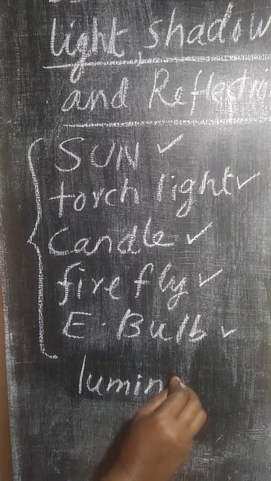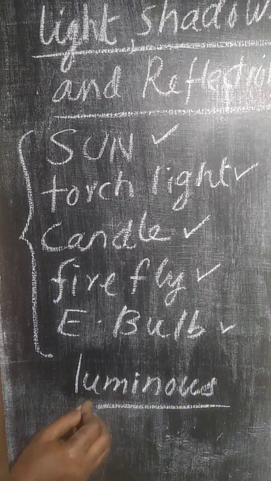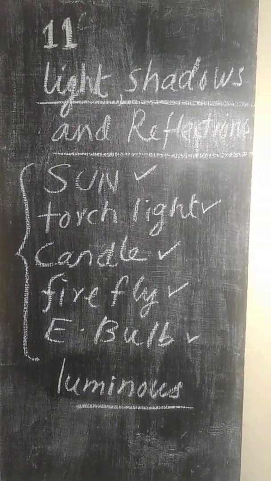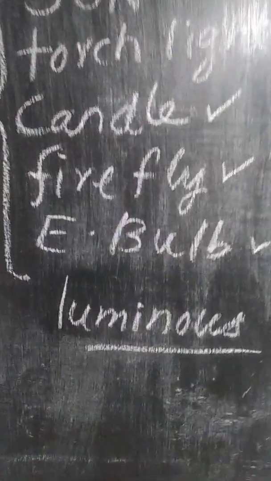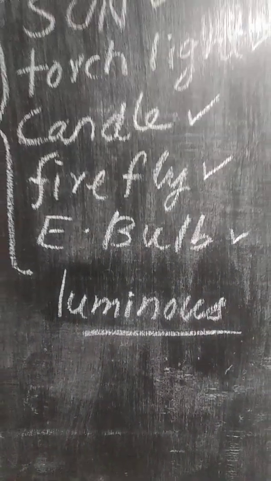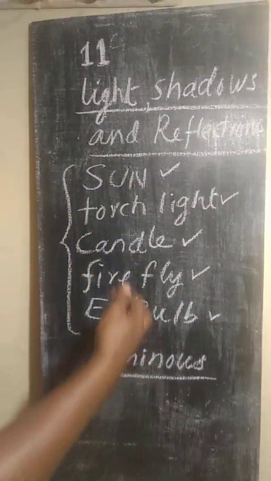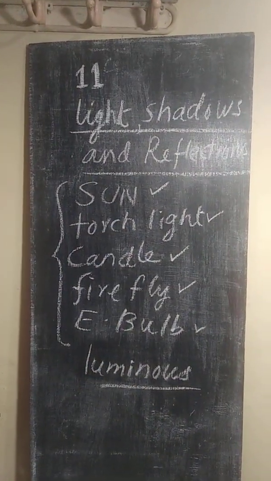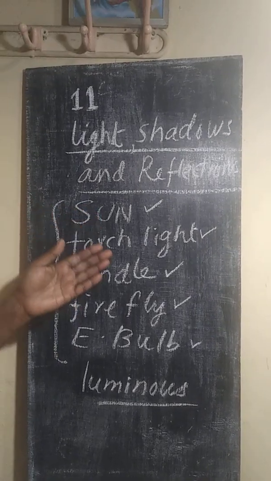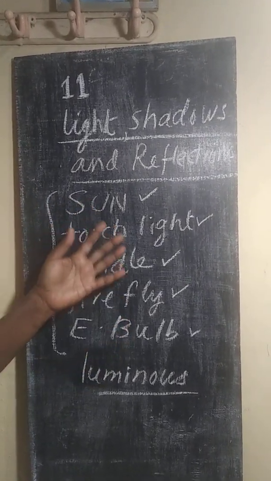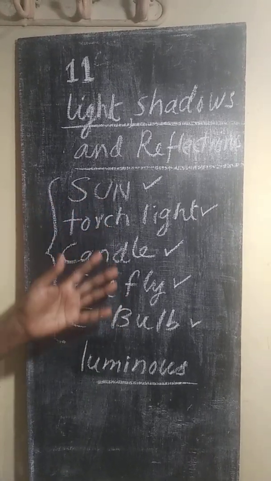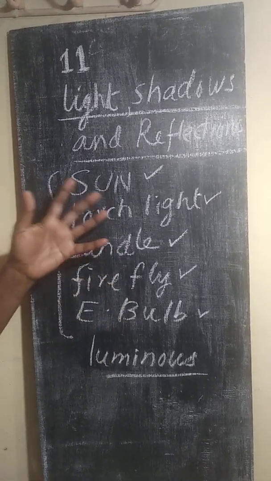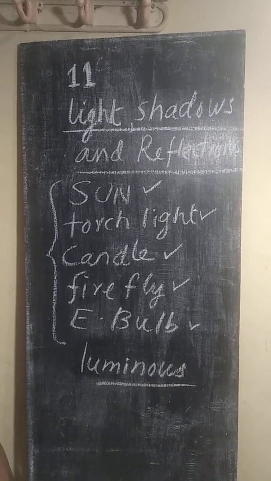The objects which give out some light, whatever be the strength of the light they are emitting, are light objects, which have light of their own. So we call these type of objects luminous objects. Luminous objects have some light of their own. These are some examples of luminous objects.